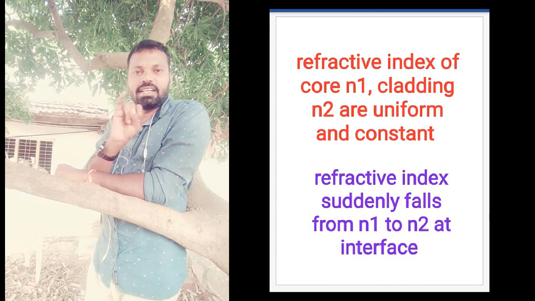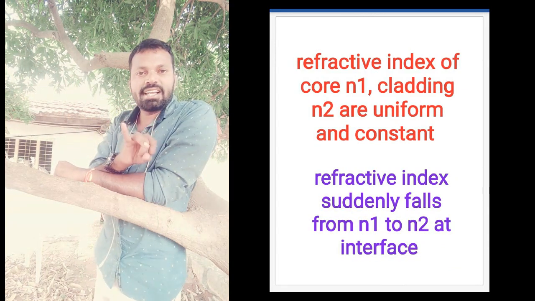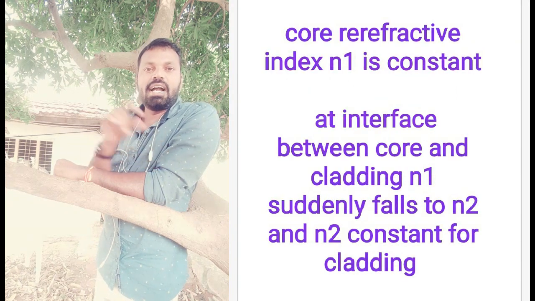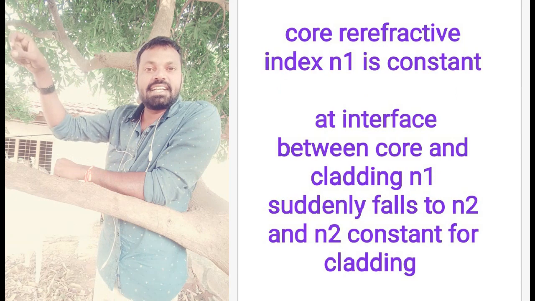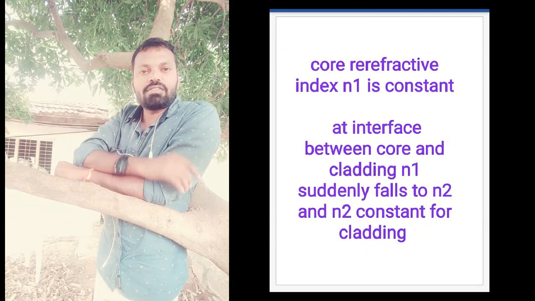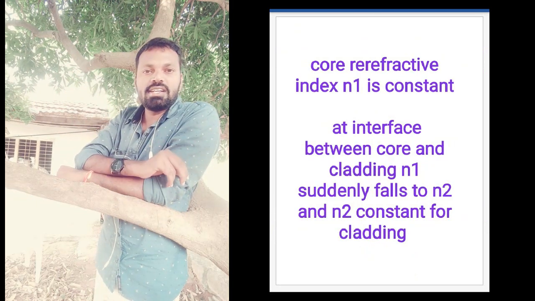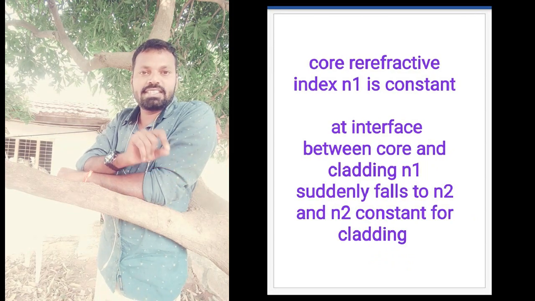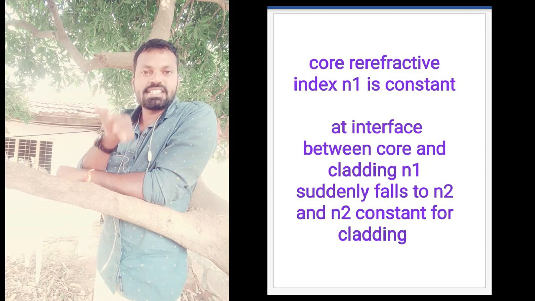That means the refractive index of core and cladding are uniform and constant, and the refractive index suddenly falls by a step at the interface. That's why this type of optical fibers are called step index optical fibers. Refractive index changes occur by steps.